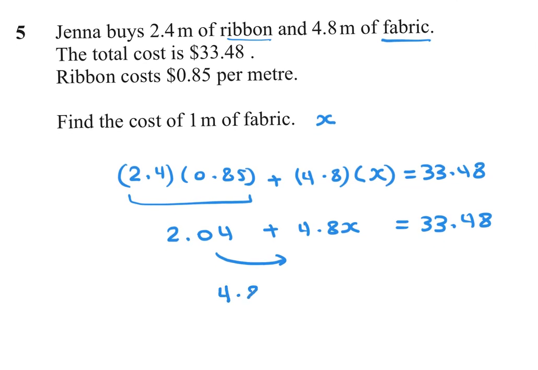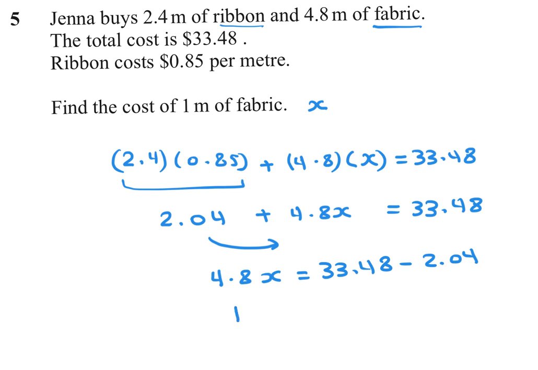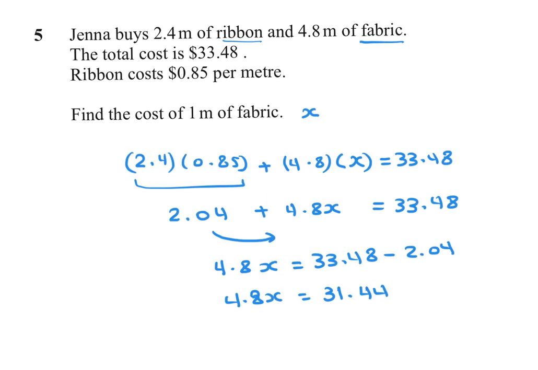Now transpose 2.04 to the other side. So 4.8x equals 33.48 minus 2.04. So 4.8x equals 31.44. Divide by 4.8 on both sides, and you can find x. So x equals 6.55, or $6.55.